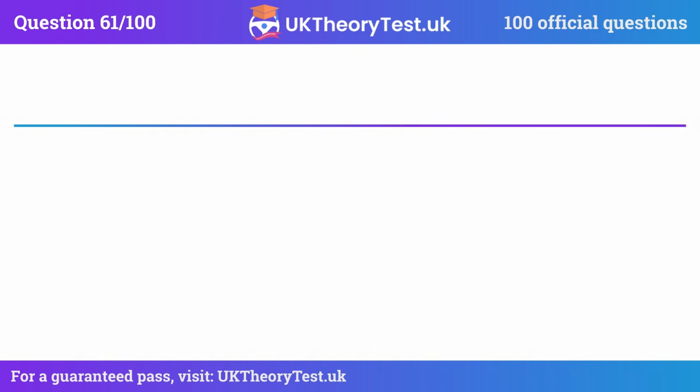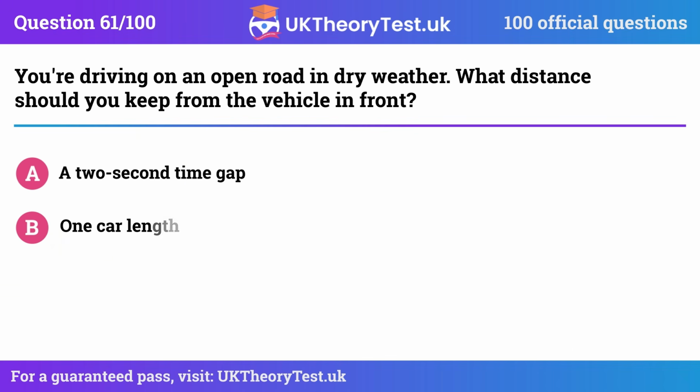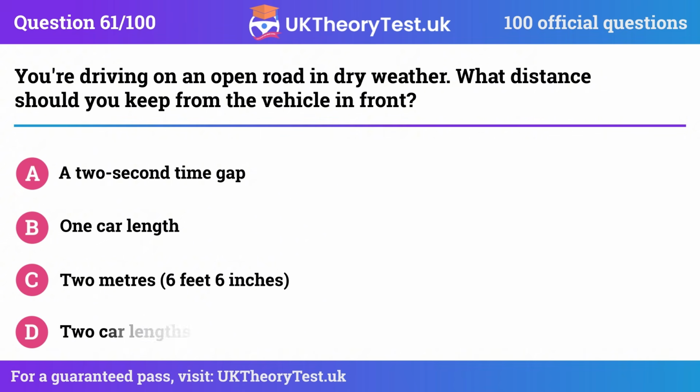Question 61. You're driving on an open road in dry weather. What distance should you keep from the vehicle in front? A. A 2-second time gap. B. 1 car length. C. 2 meters, 6 feet, 6 inches. D. 2 car lengths.